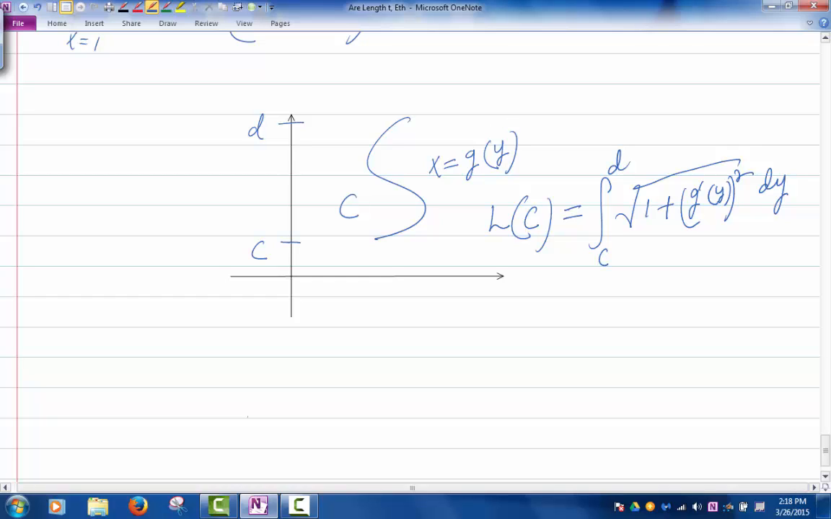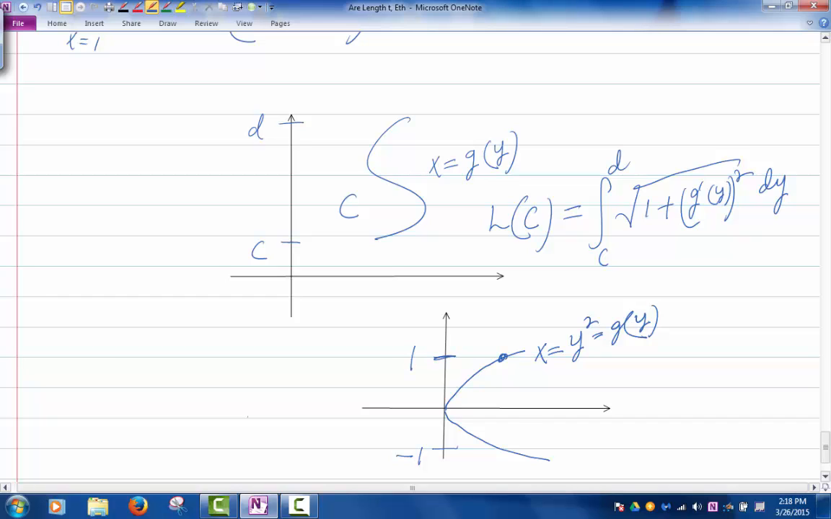And finally, let me just give you a very quick example on this. Let's say I have the following function. If you look at the graph of this, this is the graph of x equals y squared. So this is my g of y. Let's say we are looking at y between -1 and positive 1. So we are looking at a finite part of this parabola, right?